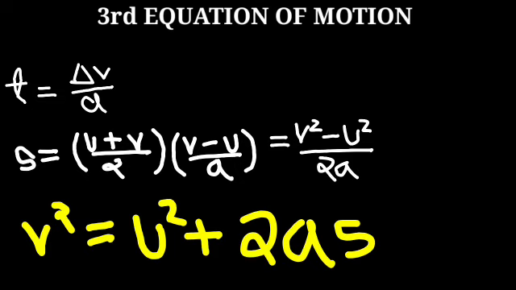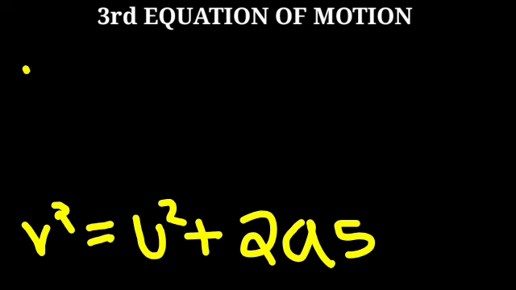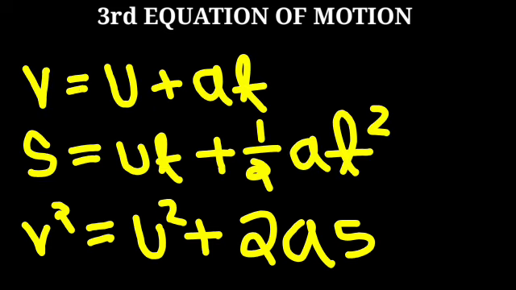In summary, the three equations of motion for uniformly accelerated motion in one dimension are: v equals u plus at, s equals ut plus half at squared, v squared equals u squared plus 2as.